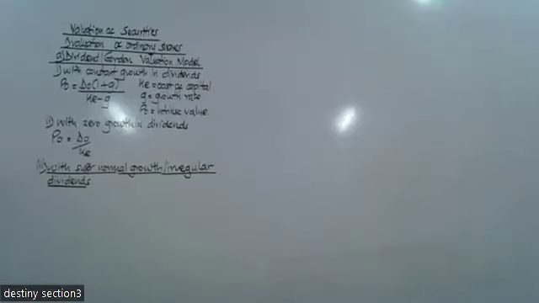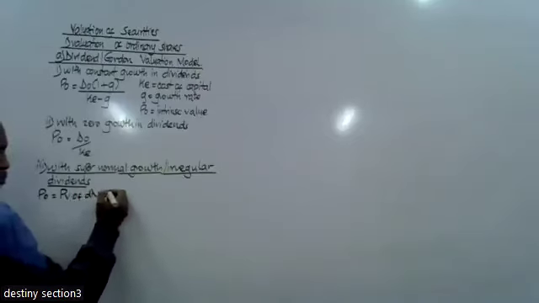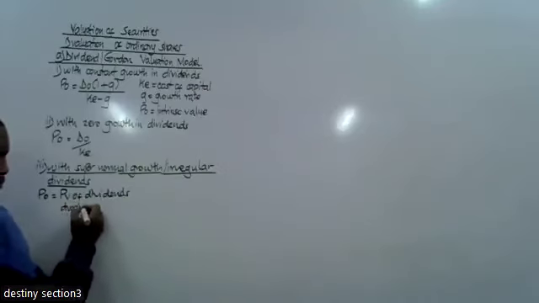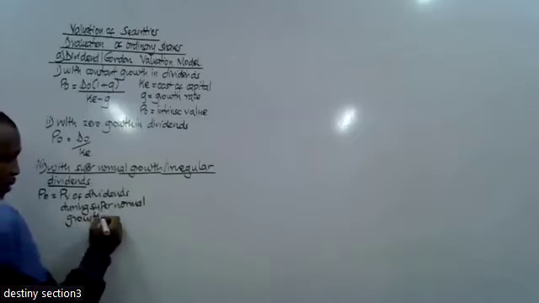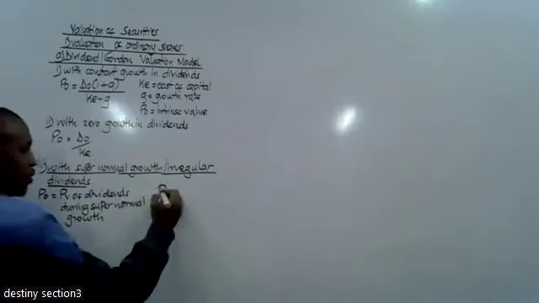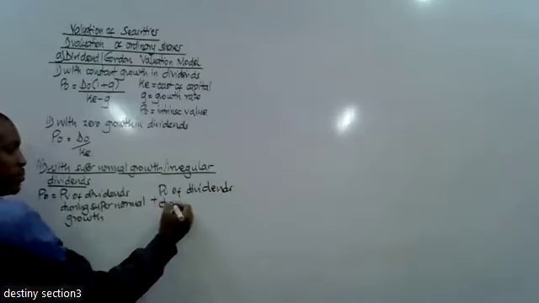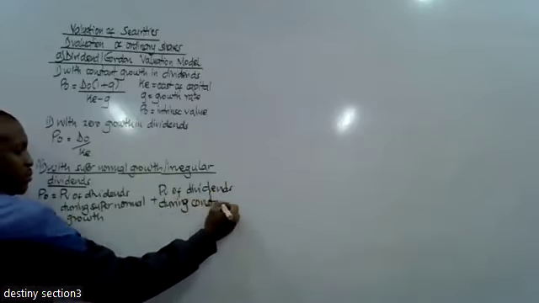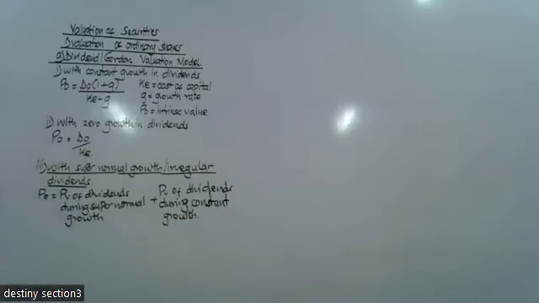By the present value of dividends during supernormal growth plus the present value of dividends during constant growth. During constant growth of dividends.